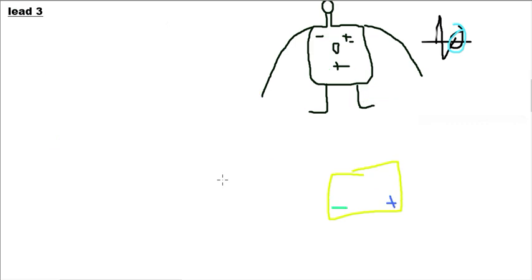Whereas in the case of lead 3, the negative terminal is connected with the left arm. Here is our left arm, whereas the positive terminal is connected with our left leg. So what will happen? The negative terminal is connected with the left arm. In short, the negative terminal of lead 3 is connected with this fluid region of the heart, which in some cases is at positive potential and in some cases at negative potential because of the different conditions of the left atrium.